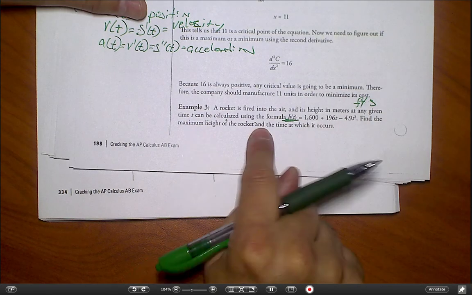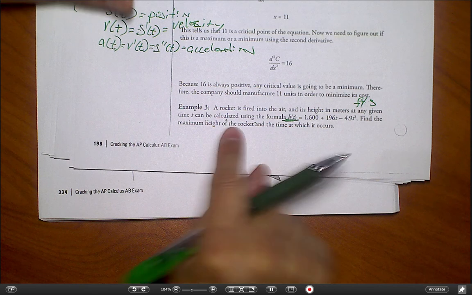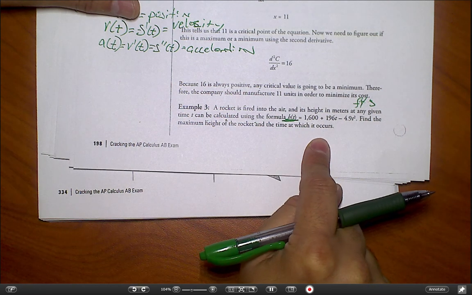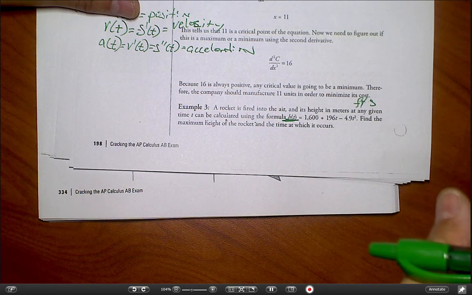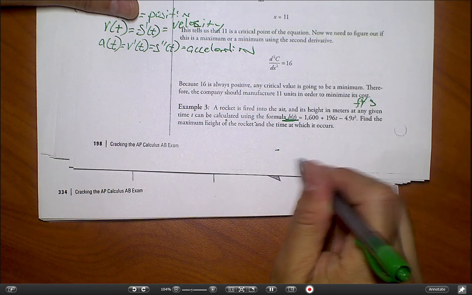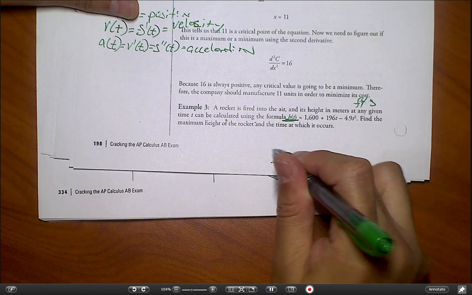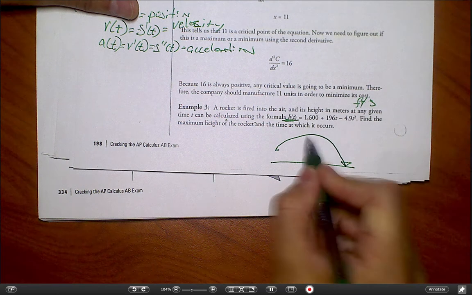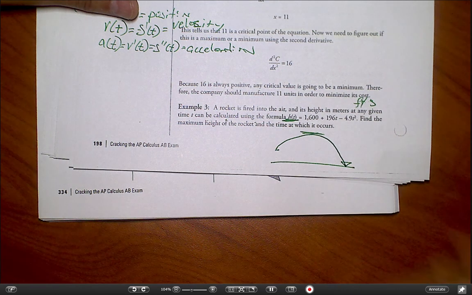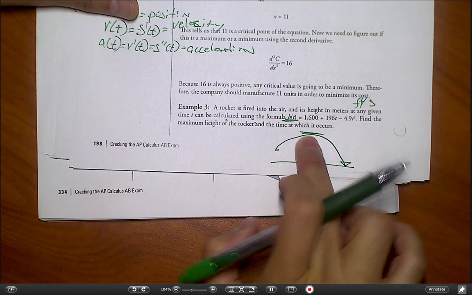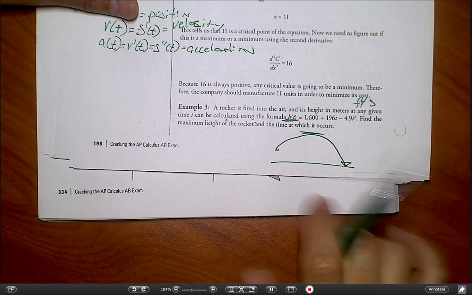So find the maximum height. That means I need to know when this is going to be all the way up at the top. This is just a basic rocket, so it's going to start here, off the ground, going up and then coming down right here. So it's going to be some height right there. That means I'm going to set my derivative equal to 0, because that's going to be the maximum. Okay, so let's do that.